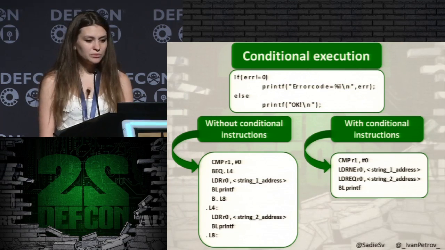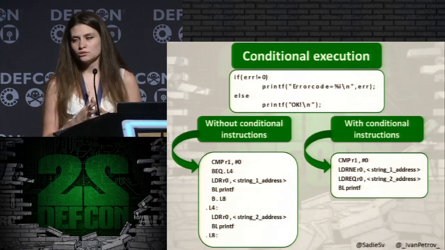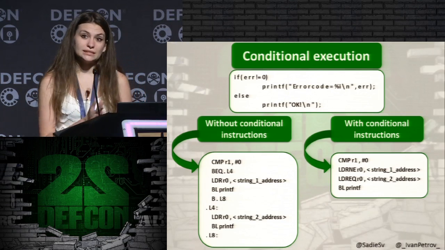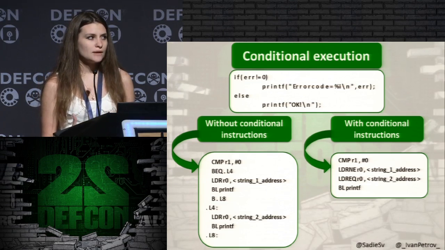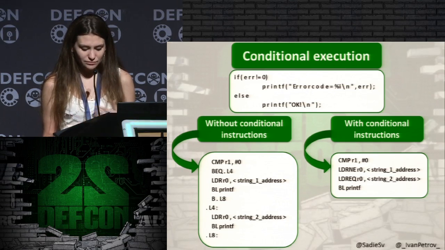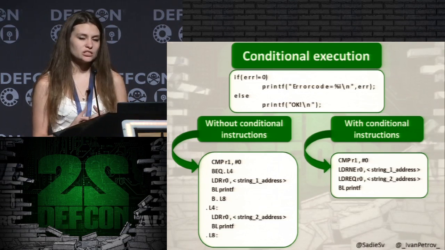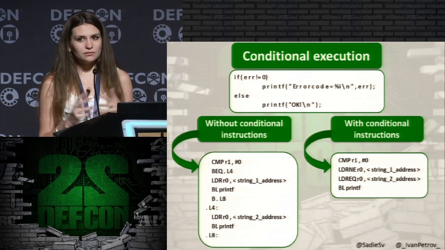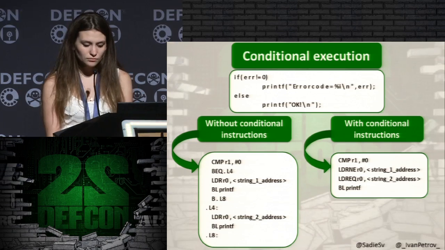So here is a simple example of conditional execution. First of all, conditional execution was used in embedded systems. It was used for compaction of programs because it was critical. In embedded systems, size limitation and memory limitation are really critical. But again, as I mentioned before, it's a really cool technique for obfuscation.